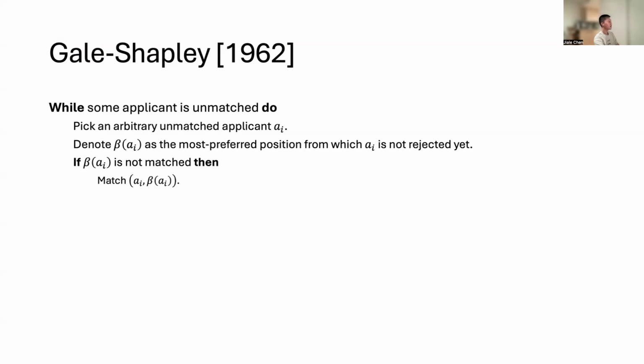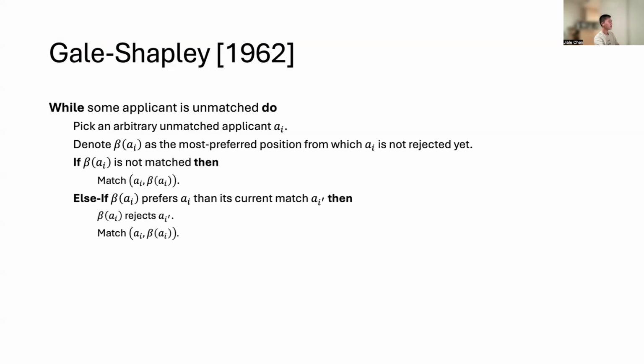Now, suppose the position is not matched. The algorithm will match the applicant and the position immediately. On the other hand, if the position has already been matched to an applicant A sub I prime, and also it prefers A sub I to its current match, then the position will reject its current match and the algorithm will match A sub I to beta of A sub I. Otherwise, the position will reject the applicant immediately.